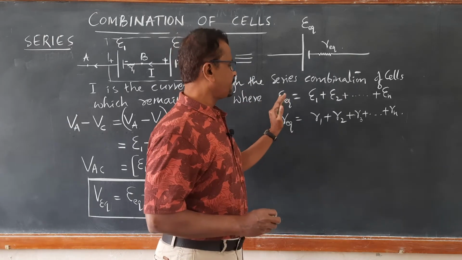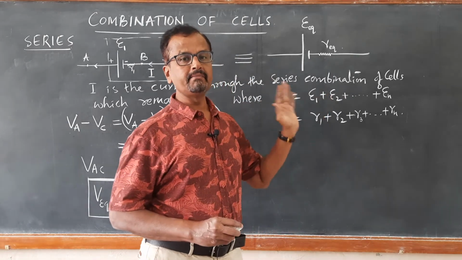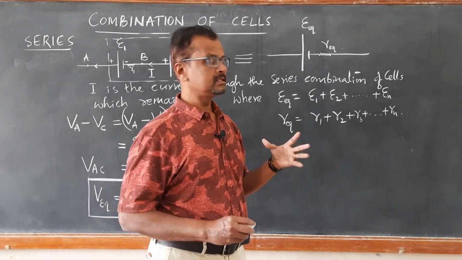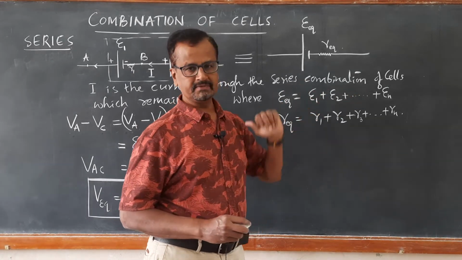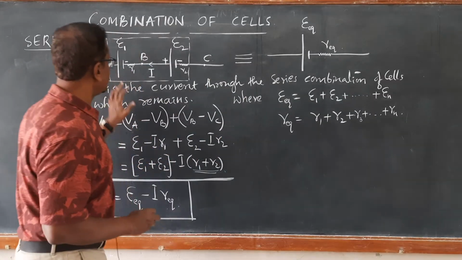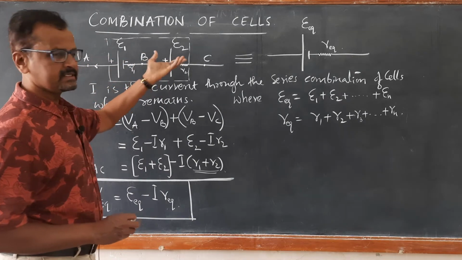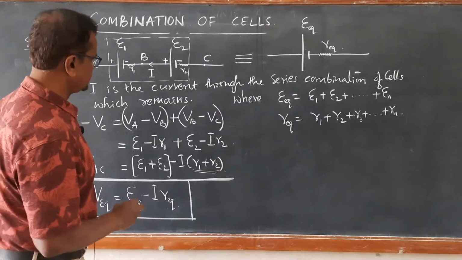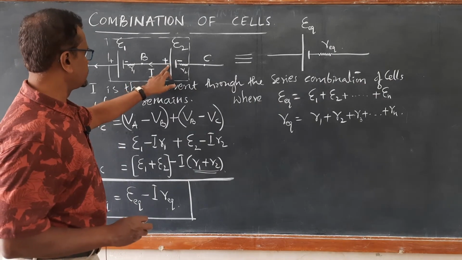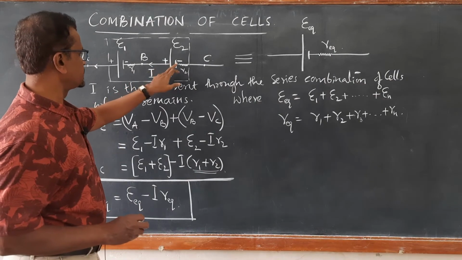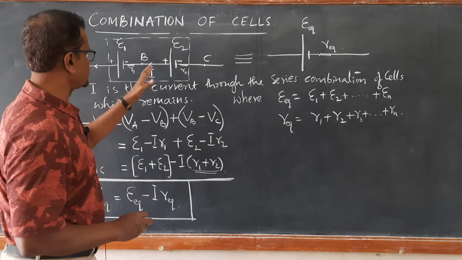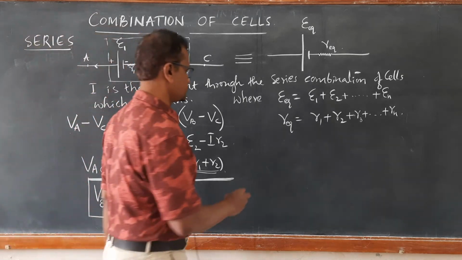And equivalent EMF of the cells connected in series is equal to the sum of all the EMFs. Okay, this is fine. If in case the polarity of the cells is changed, if instead of positive, it is connected with negative, then what happens to the combination?